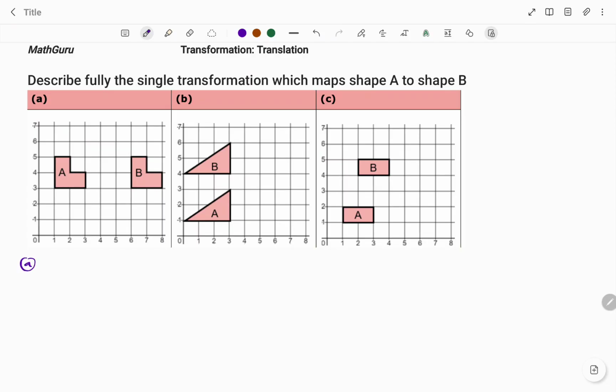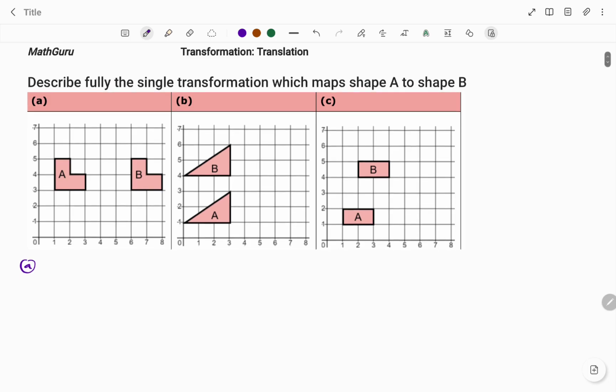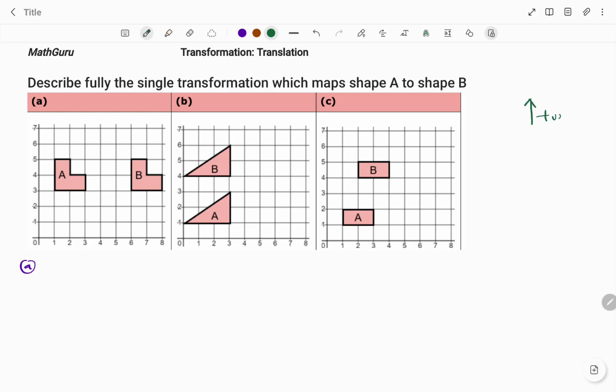In the first example, we are to describe fully the single transformation which maps shape A to shape B. In this example, we are dealing with translation, and translation is the total movement of the shape on the Cartesian plane, left, right, up or down. So a quick recap: if the shape moves upwards, then that is positive. If the shape is moving downwards, that is negative. If the shape is moving towards the right, that is positive. And the shape is moving towards the left, that is negative.